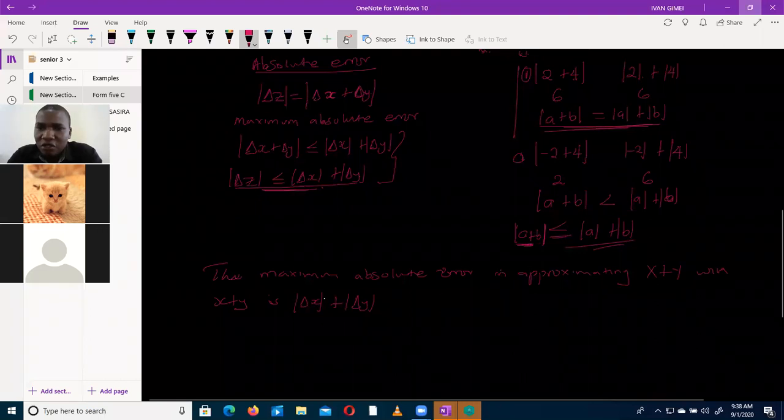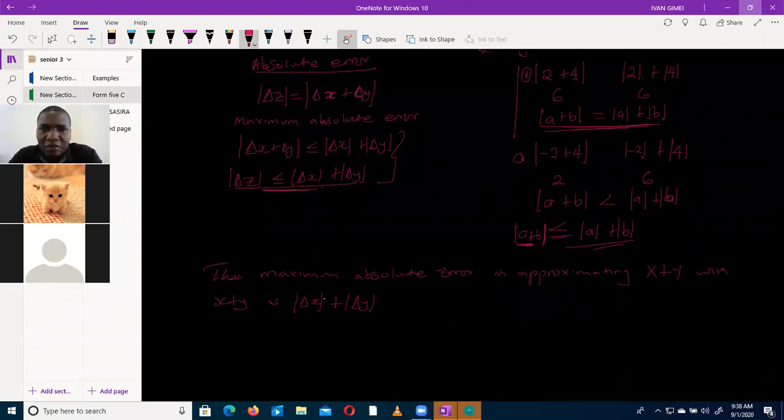Can I have some questions before we proceed? What we've been doing is we've been looking for the expression of maximum absolute error in the sum of x and y, or in approximating capital X plus capital Y with small x plus small y. We have some questions there before we proceed.